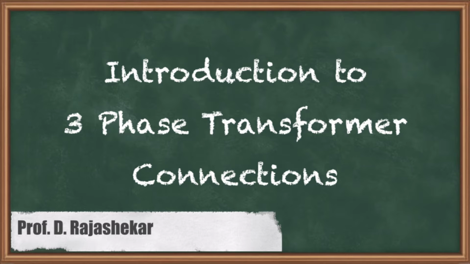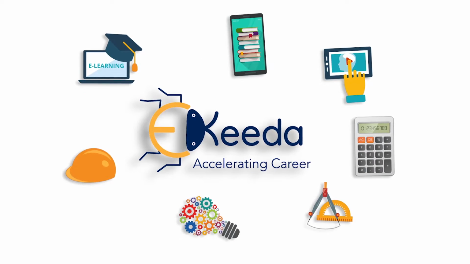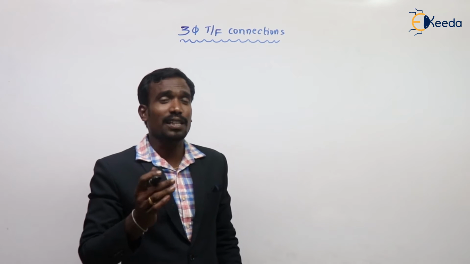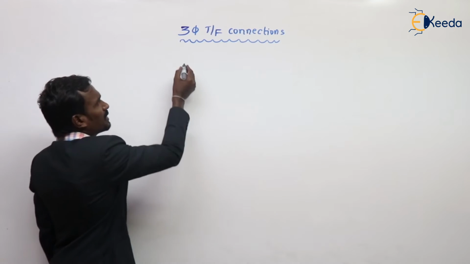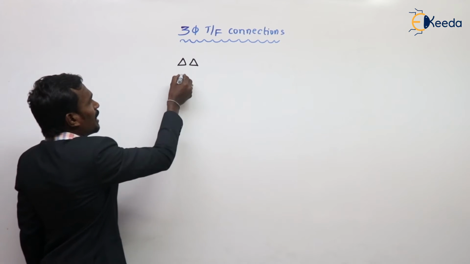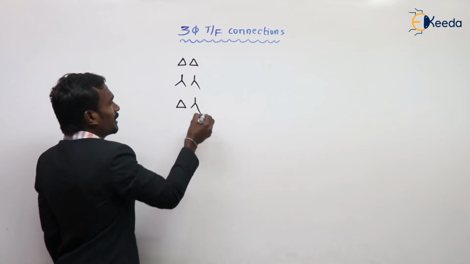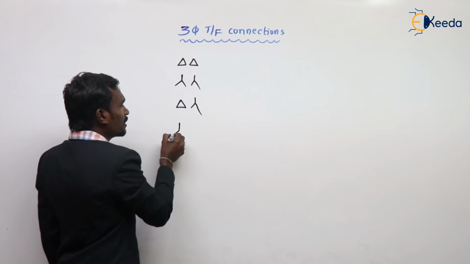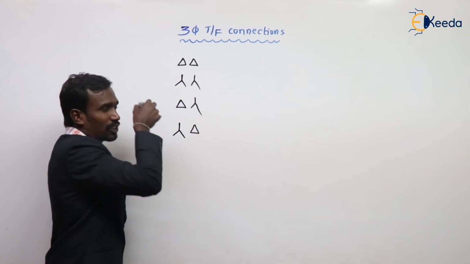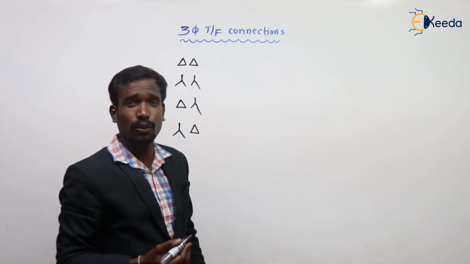Today in this video, we are going to discuss just a brief introduction of three-phase transformer connections. Actually, three-phase transformer connections are: one is delta-delta connection, another is star-star connection, another is delta-star connection, and another is star-delta connection. These are the general connections, we know that.